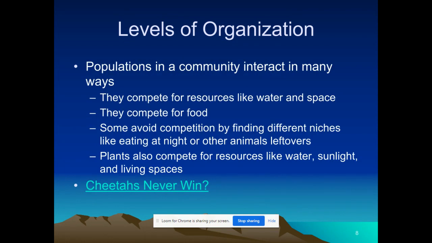Populations in a community interact in many ways. They compete for resources like water and space. They compete for food. Some avoid competition by finding different roles, different niches, like eating at night or eating other animals' leftovers. Plants also compete for resources like water, sunlight, and living space.